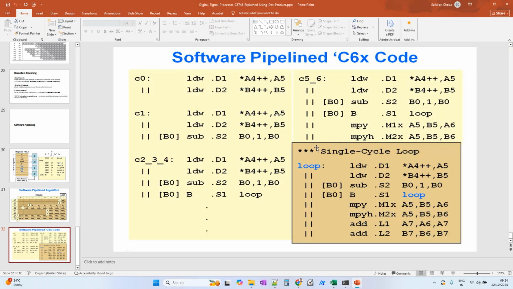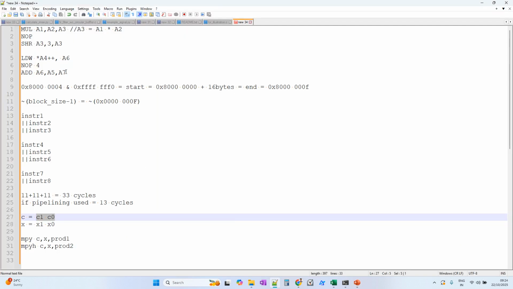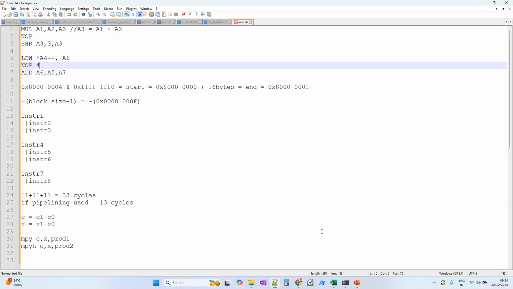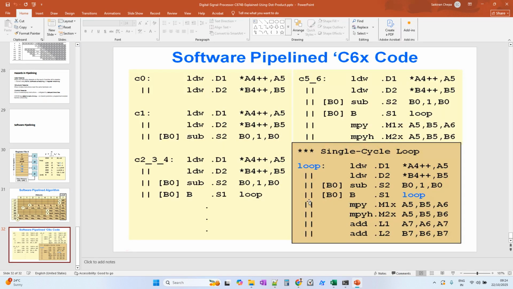So this is what software pipelining is. We are not using NOPs. So LDW we are like 1, 2, 3. Instead of putting NOPs, what you have done here is, NOPs you are putting and then using A6 after that. Instead of putting NOPs, we have unrolled the loop. So we unrolled the loop, so more instructions have come.